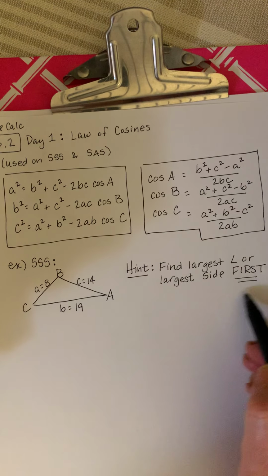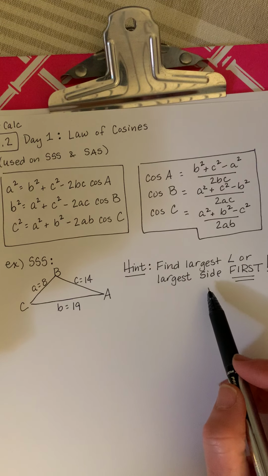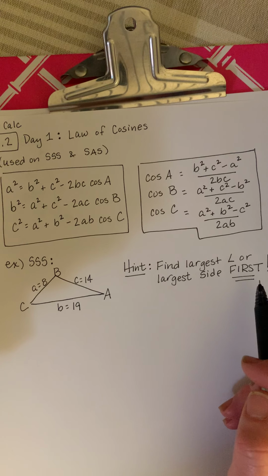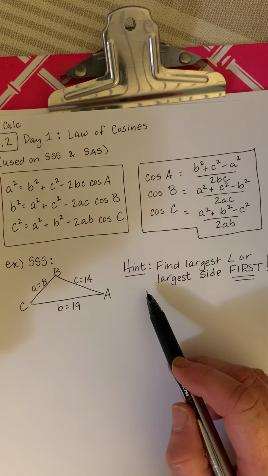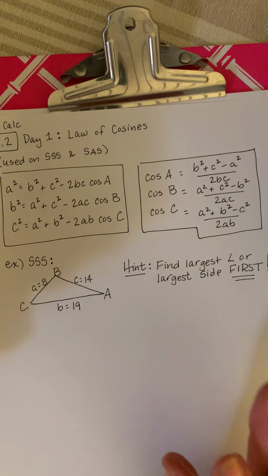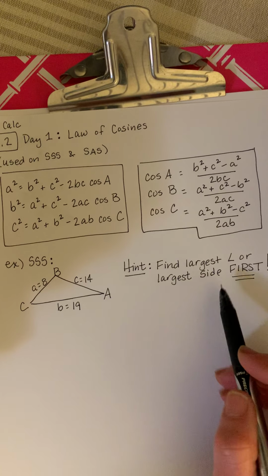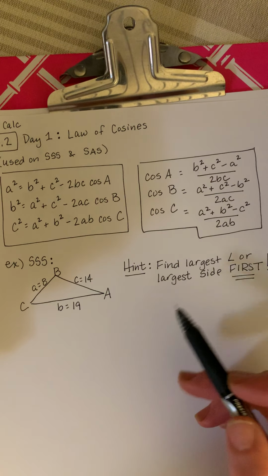Here is a hint that you're going to want to remember whenever you are using the law of cosines. You are always going to find the largest angle or the largest side first. If you do not do this, some really strange things can happen to your answers. Trust me. So you want to find your biggest angle, which is across from your biggest side, or your biggest side, which is across from your biggest angle, first.